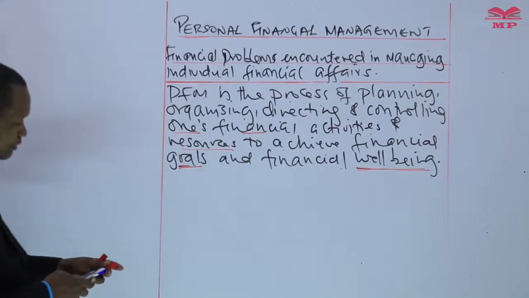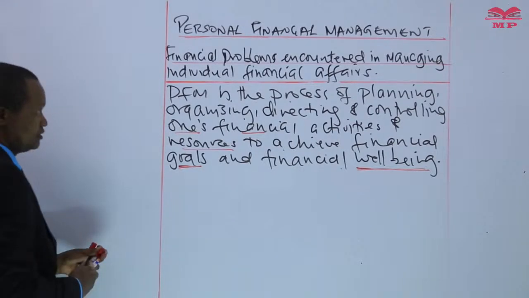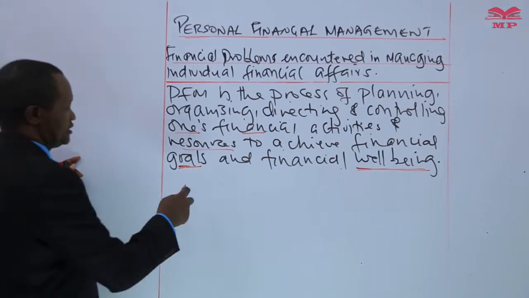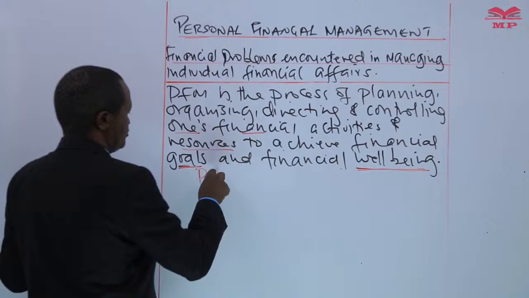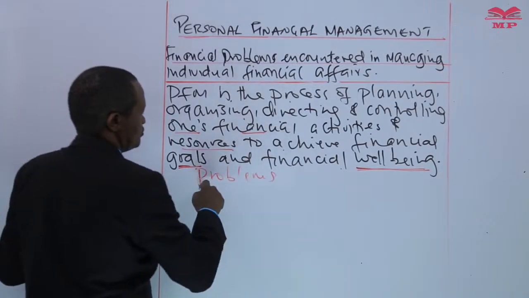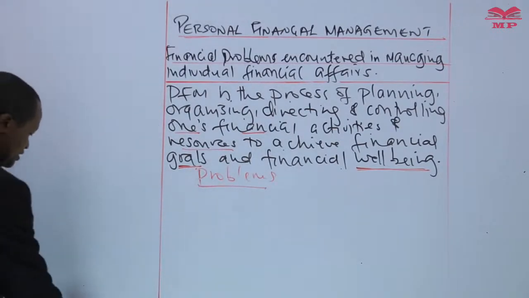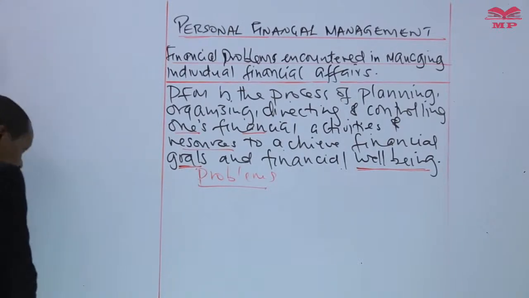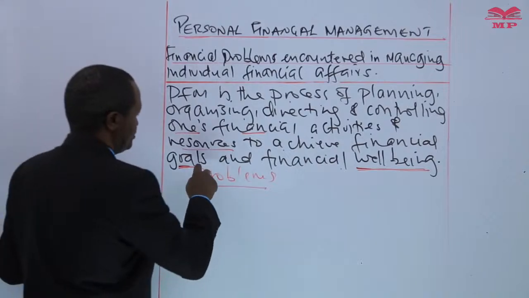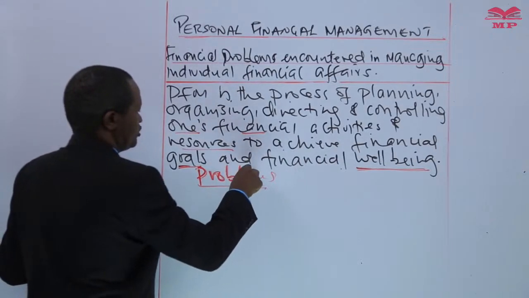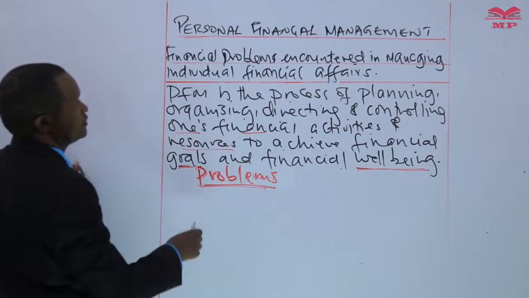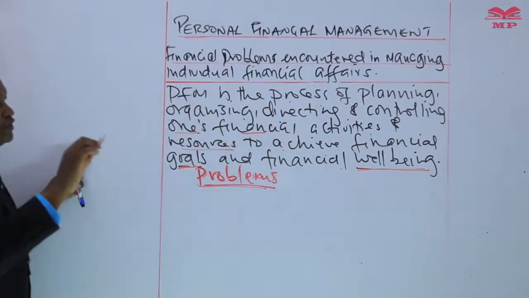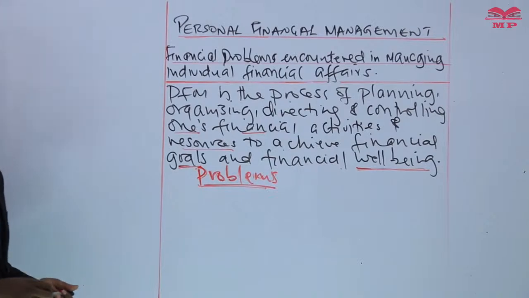So what are some of the problems encountered in managing individual financial affairs? What are these problems? Now, candidates, we are going to categorize these problems into 7 problems. Financial problems encountered in managing individual financial affairs. That is the first subtopic.